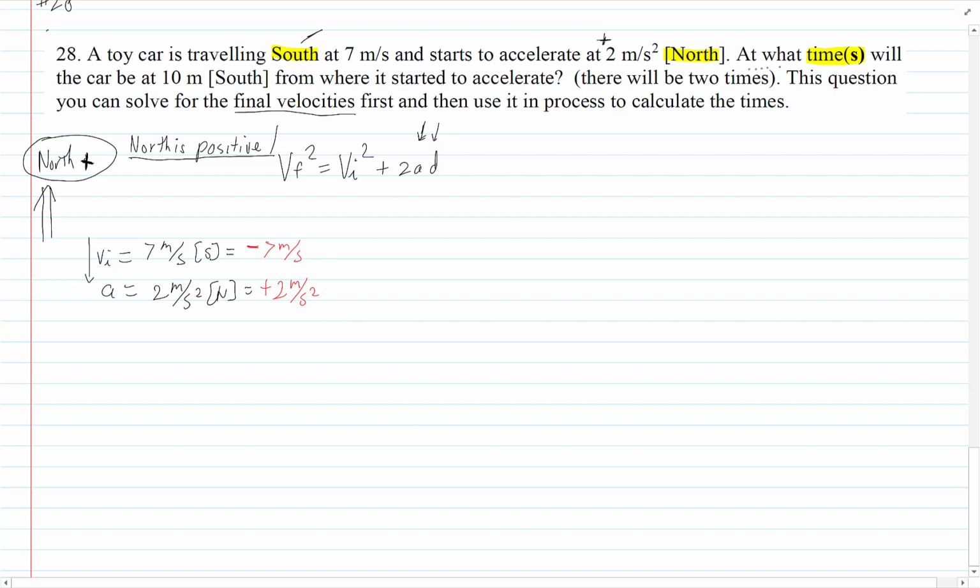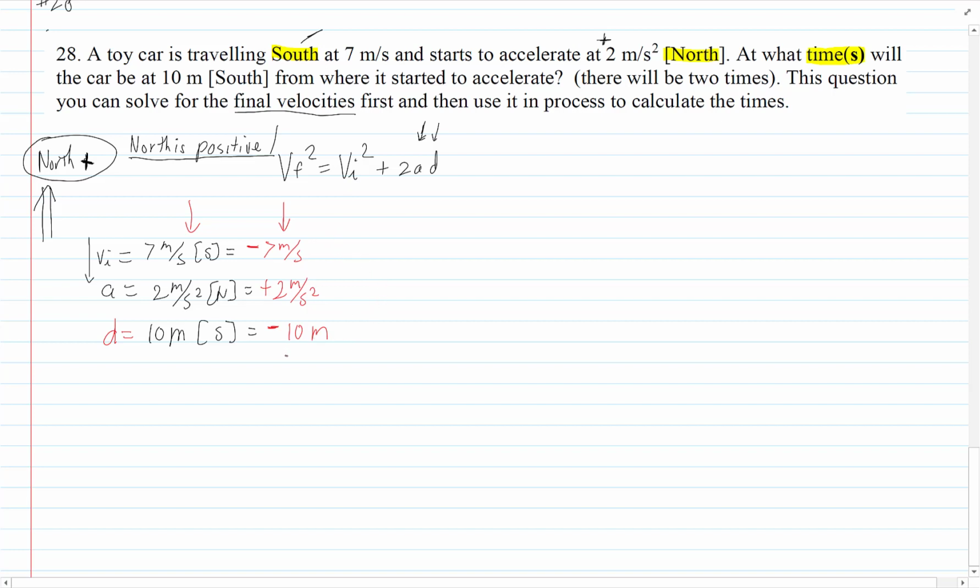Now it says, at what times will the car be 10 meters south? So the displacement that we're talking about here is 10 meters south, and that is going to be negative 10 meters. We have the vector format of it here, and I put it into the numerical with positives and negatives, so I put these numbers into the formulas. Because you can't put south in there, because then what's south squared, right? So we now plug these into the formula.